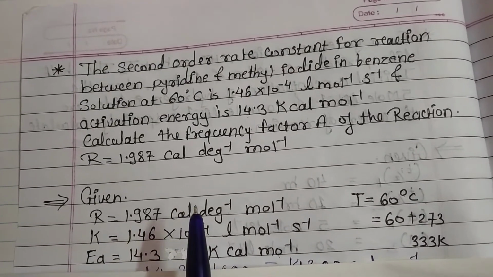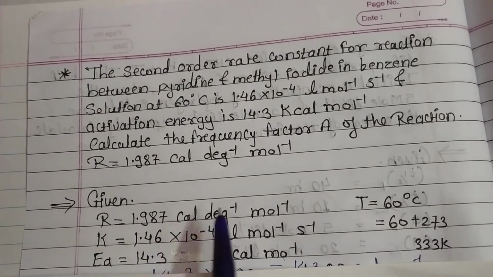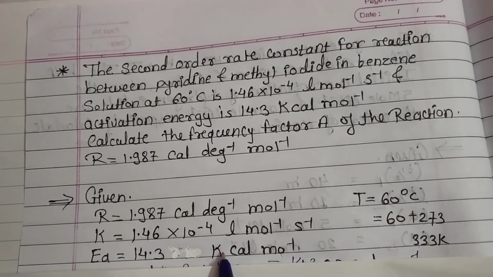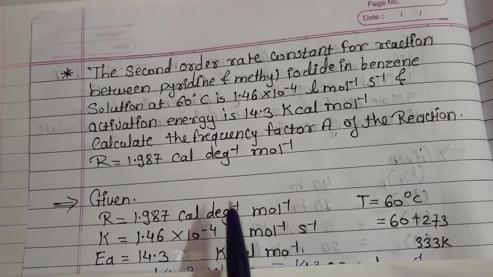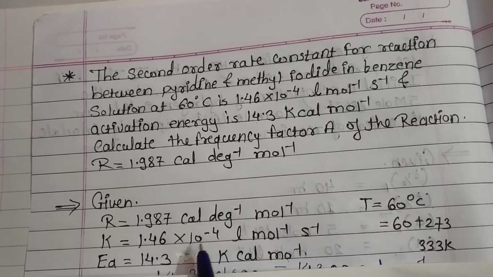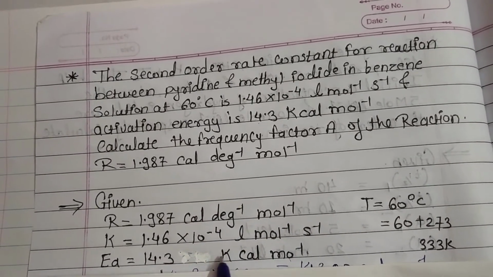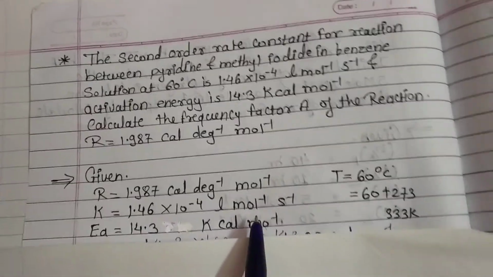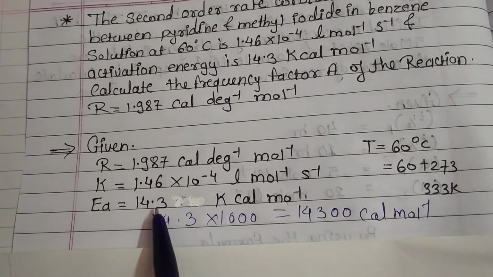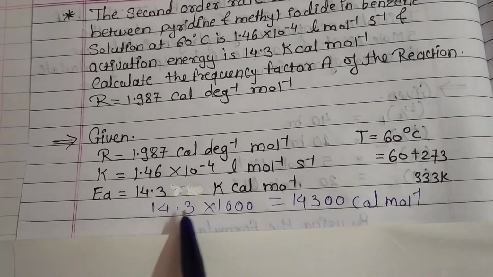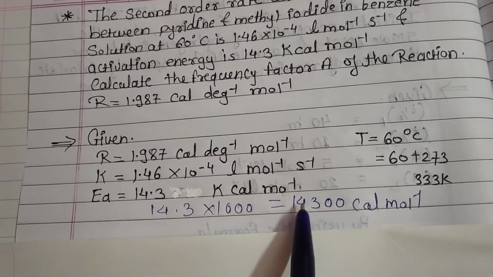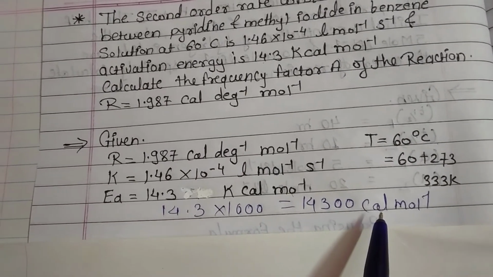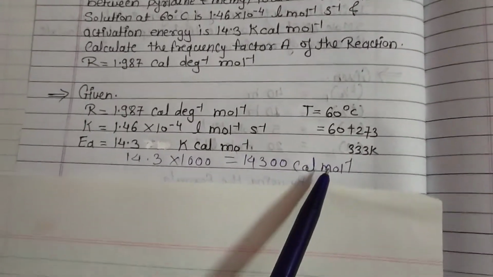But here one important point to remember: R is given in calorie degree inverse mole inverse and energy of activation is given in kilocalorie mole inverse. So their units are different. Firstly we have to convert the energy of activation into calories, so we multiply by 1000. So 14.3 into 1000 is equal to 14300 calorie mole inverse. This is the important point.